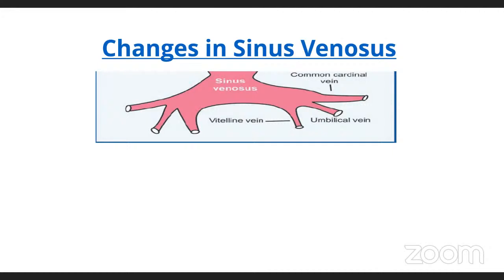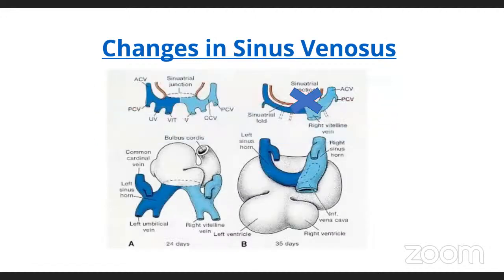Now what happened? All the left horn veins break down, and the umbilical vein of the right horn will degenerate, and all that is left feeding into the right horn is the common cardinal and vitelline vein. So the next thing is that the left horn starts to shift to the right and fuses with the right horn, and the sinus venosus will get absorbed into the primitive atria.